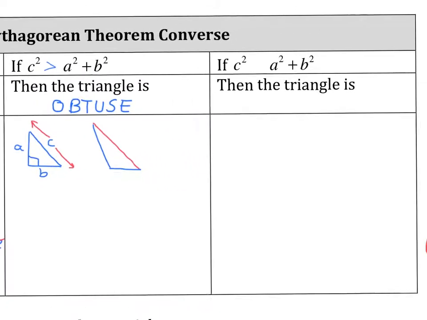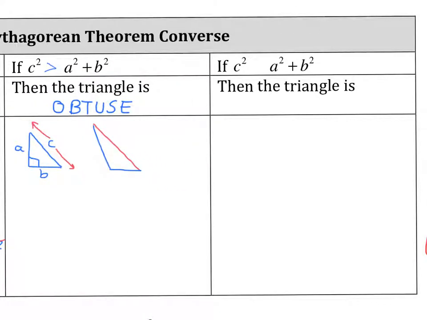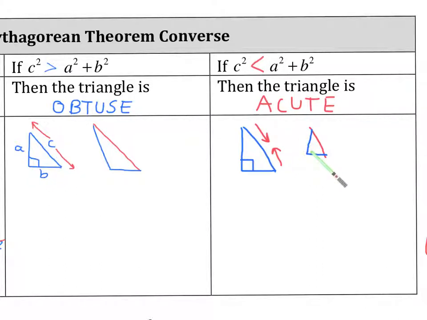So, by extension, what if c squared was less than? We can conclude we have an acute triangle. Again, what's the logic behind that? If I shrink c down here, then I now get a smaller situation, and these two shrink down, and we see here that this angle is smaller now. So it's an acute situation.